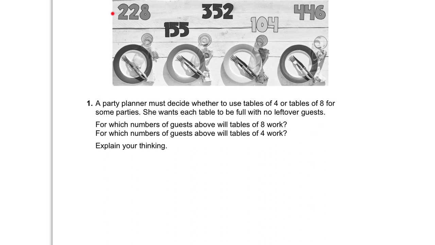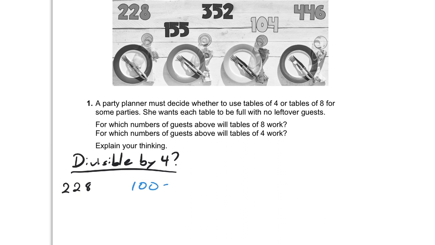So for each of these numbers, we're going to go through and see, are they divisible by 4 and are they divisible by 8? Let's start with 228. Now I'm hoping you remember that when we're looking at 228, we can ignore the 200 because 100 is just equal to 50 groups of 4 or 4 groups of 50. In either case, we know that we can ignore 100 because it's already in groups of 4. So let's continue by just looking at the last 2 digits here, the 28.